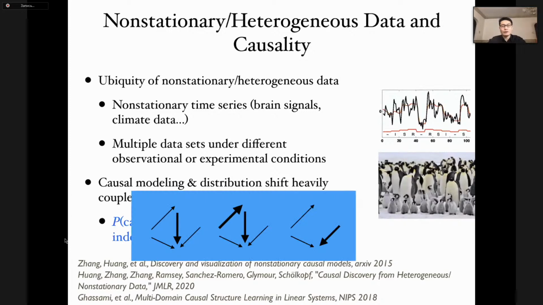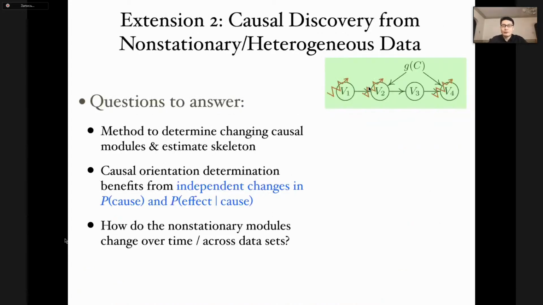Here we assume that the causal structure can change over time or across data sets, right? You can see, oh, causal strength can change, and sometimes we have extra or missing edges somewhere. Doesn't matter. So in this case, we can find the whole causal graph, and also we can find where the causal models can change. So right here, suppose we have 4 variables, V1, V2, V3, and V4. And suppose we have a confounder, g(C). Right here in this framework, we assume the confounder can be written as a function of the surrogate variable. The surrogate variable is either the time index for non-stationary data or the domain index if you have multiple domains or multiple data sets.